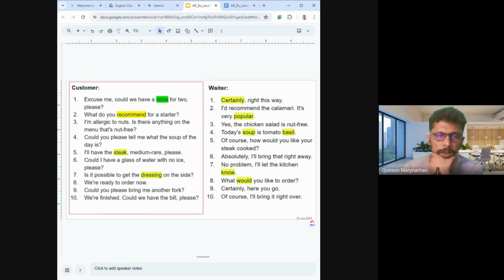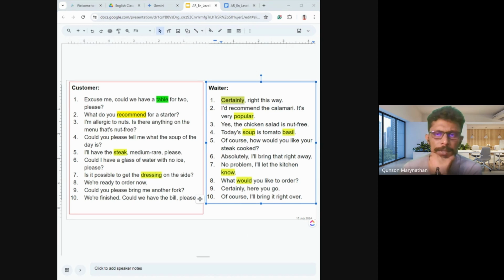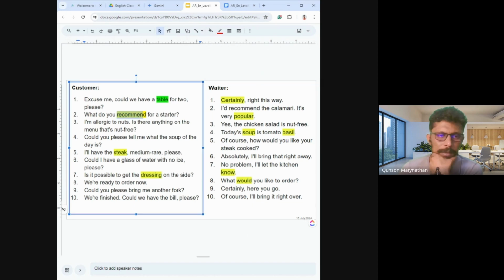Excuse me, could we have a table for two, please? The table was pronounced very nicely. It was very good. Then there's the word certainly. This is certainly. I heard it differently from one person saying it, but it is certainly. And this is recommend. Recommend. This is recommend. Okay.